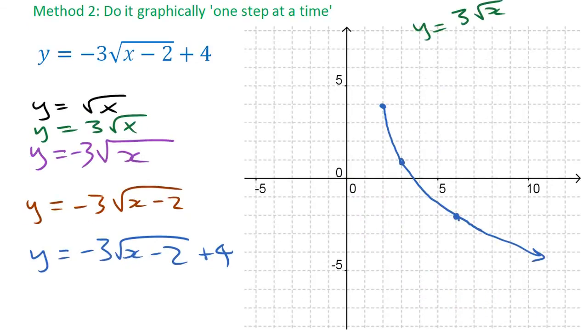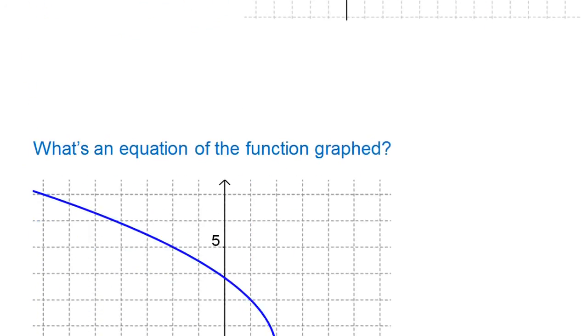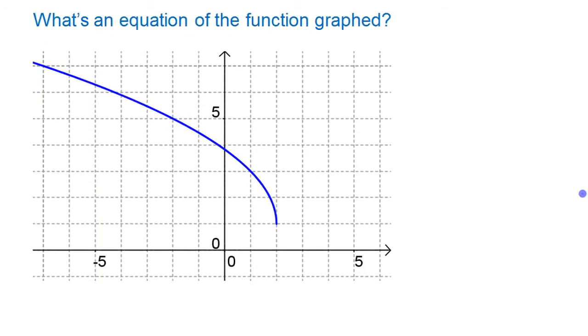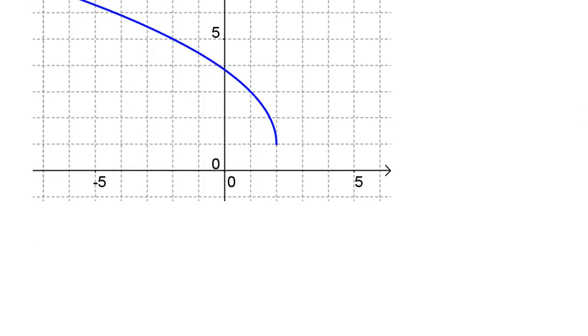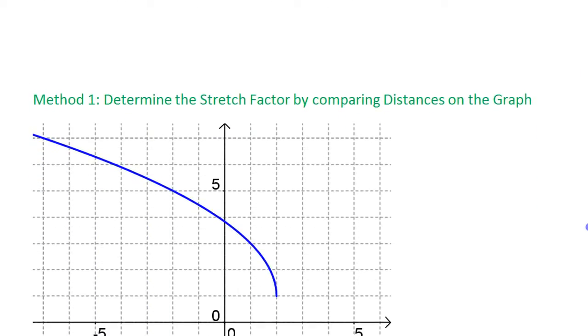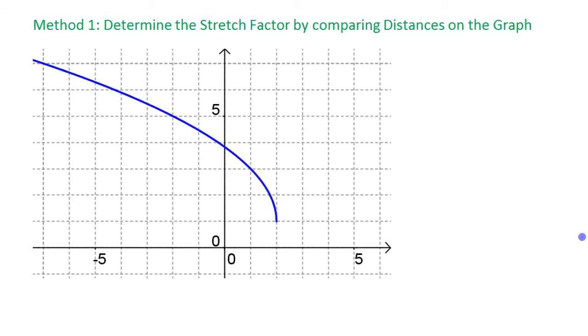Now, we're going to move on to something that's essentially the reverse of that. Here's a graph, and we're going to try and write an equation for that. All right, so we want to come up with the equation of that function based on what the shape of that graph is and our knowledge of transformations. All right, and we're going to do it a couple different ways here as well. And the first method we're going to look at is determining the stretch factor by comparing the distances on the graph and comparing to what we know should be the distances on the graph.